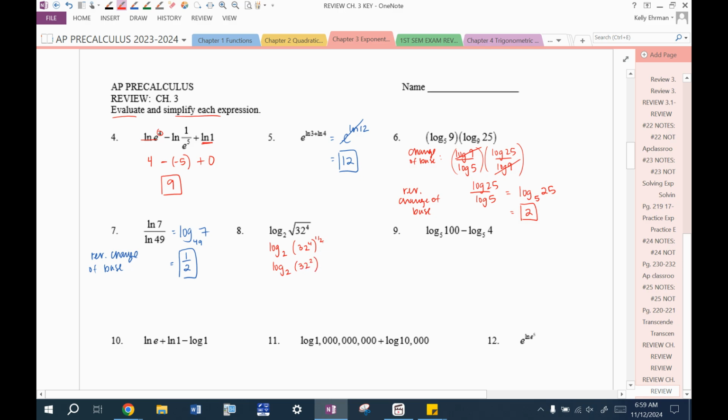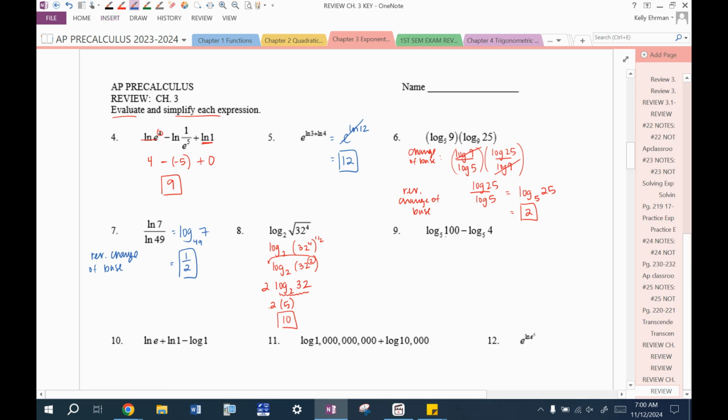This is the same as the square root of 32 to the 4th, which is the same as 32 squared. Now, do I want you to find 32 squared? No. I would rather that you use your logarithm expanding rules. Pull the 2 out in front. Evaluate log base 2 of 32. That's 5. And then multiply that answer by 2. This simplifies to 10.